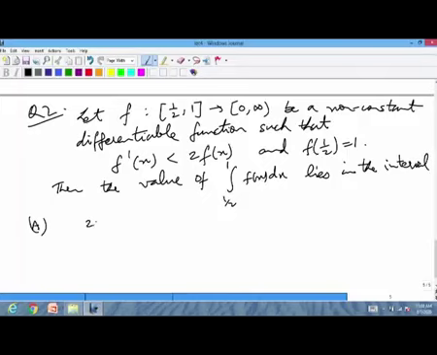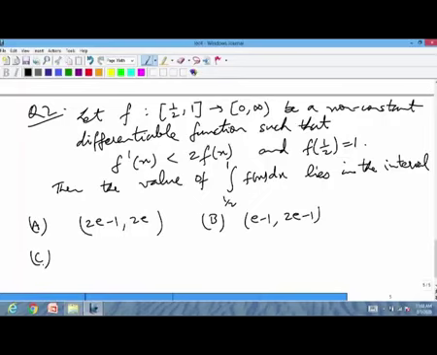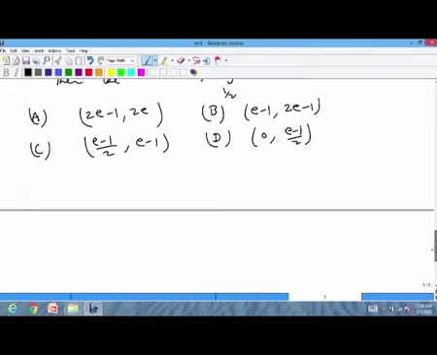Option A is 2e minus 1 to 2e, B is e minus 1 to 2e minus 1, C is e minus 1 by 2 to e minus 1, and option D is 0 to e minus 1 by 2. So, let us try to solve this problem.